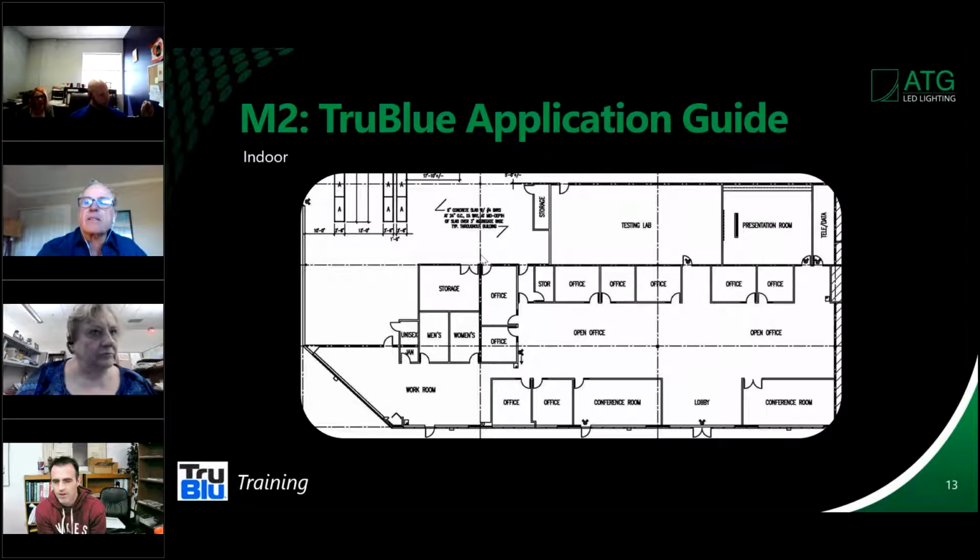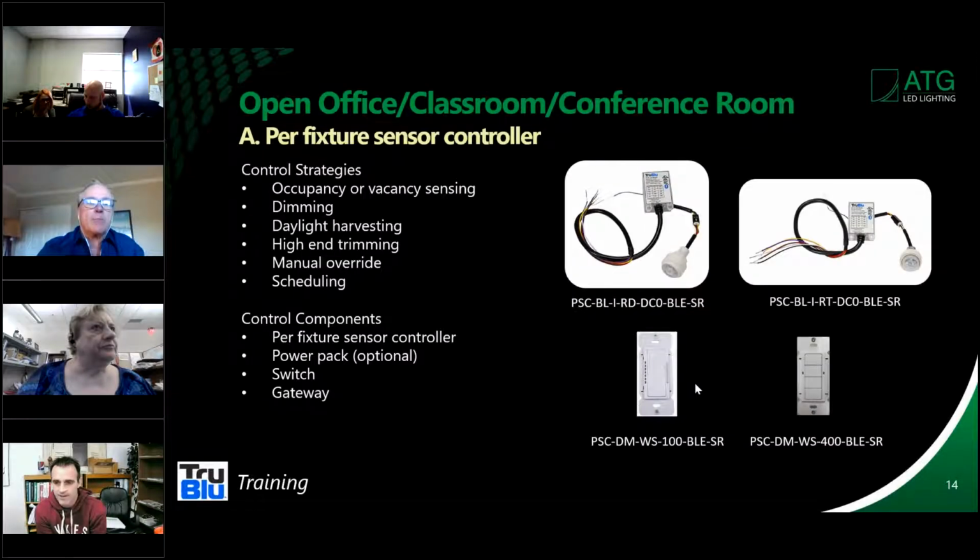So we talked about different things. Here we have an example of presentation rooms, testing labs, storage, workrooms, and offices. And all of these can have a different control strategy. So let's talk about, now we move from the warehouse or industrial area into the offices. And there's a variety of different ways to go here. So the control strategies, again, are occupancy and vacancy setting. The vacancy is at what point does the fixture dim down after a certain time delay where there's nothing detected.